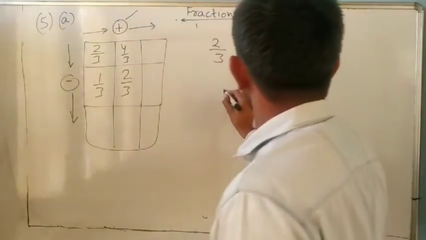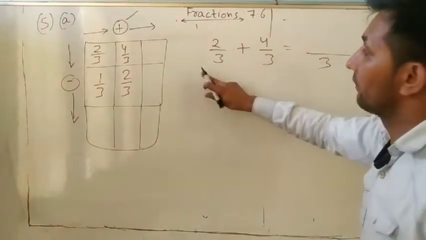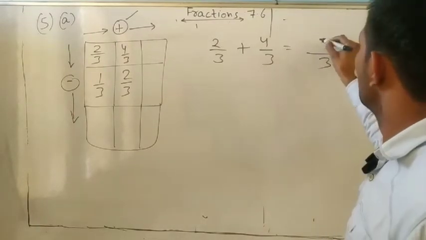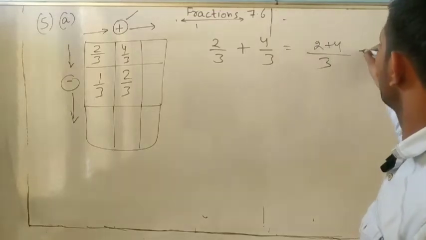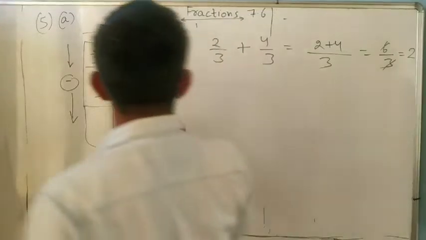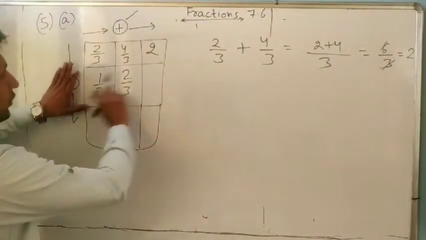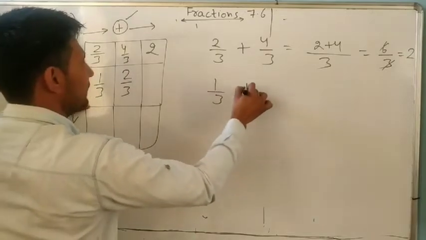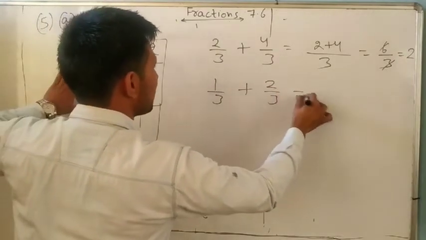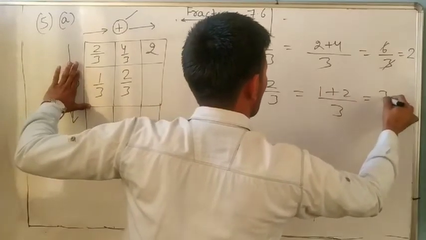So how to add? What is the LCM? LCM is 3. Everyone knows how to add? So it becomes 2 plus 4, it becomes 6 upon 3. What is the answer? It is 2. Same as it is, left to right, 1 upon 3 plus 2 upon 3. What is it? 1 plus 2, 3 upon 3.